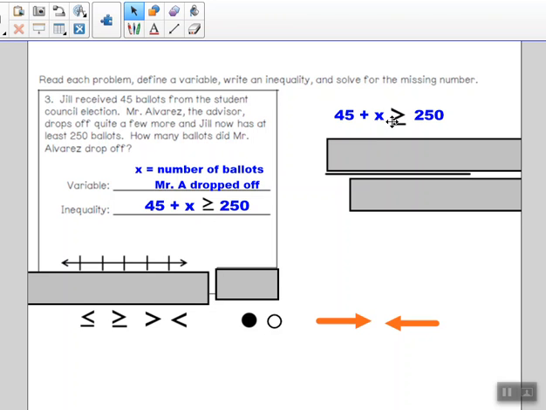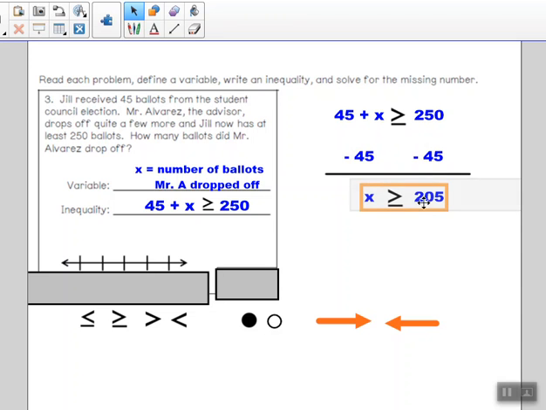If we come over here and try to solve this one, again, we want to get the variable by itself. So it's being added with 45. We undo that by subtracting 45 from both sides. And if we solve this, we're left with X is greater than or equal to 205. So he dropped off at least 205 ballots, all right?